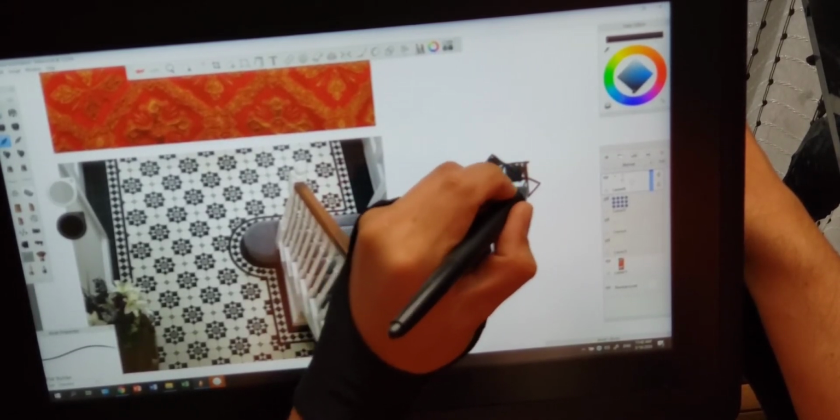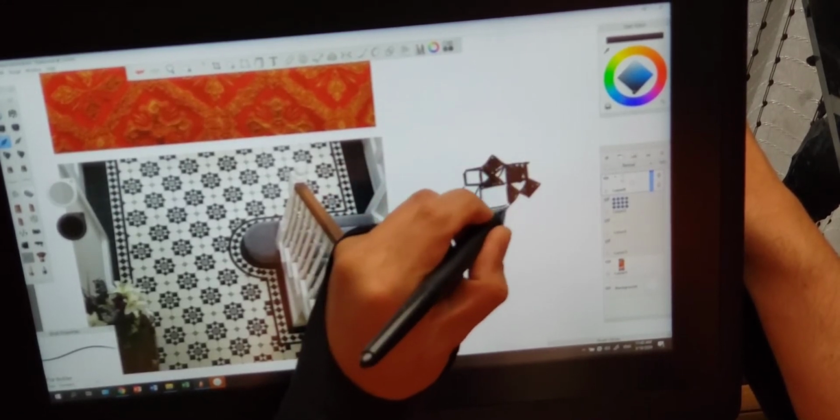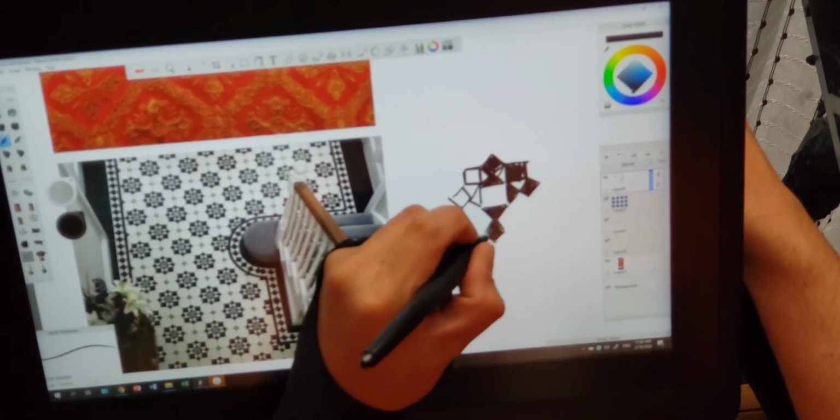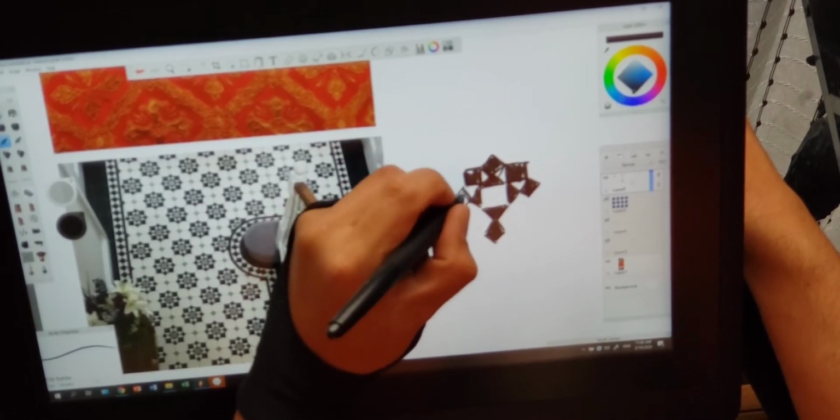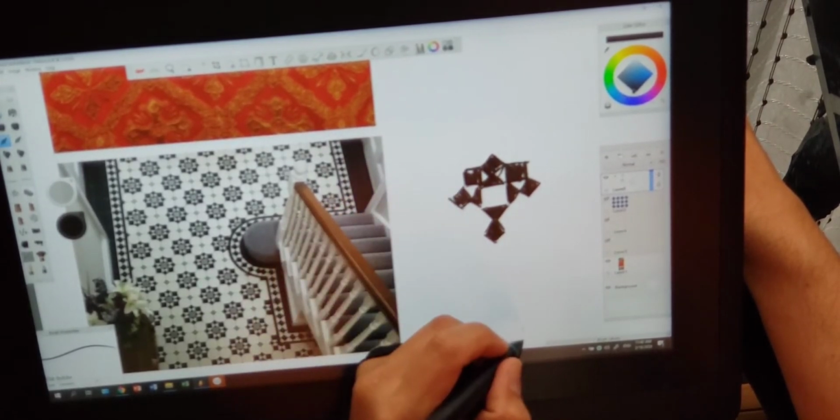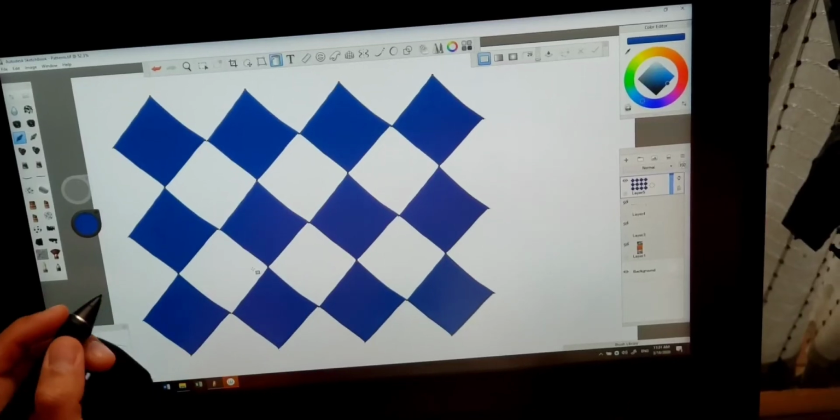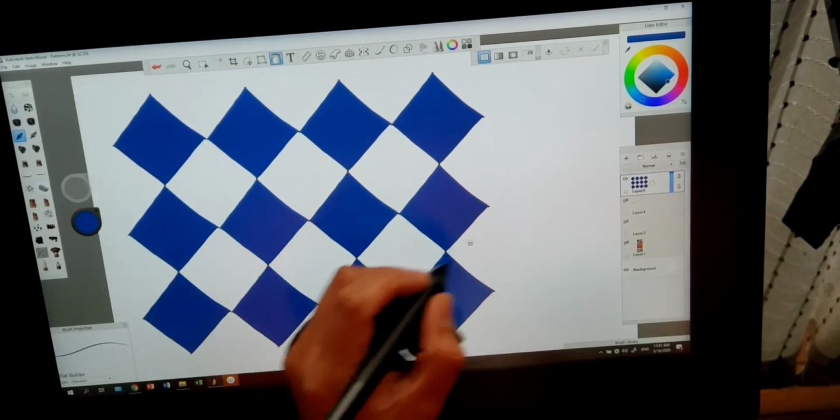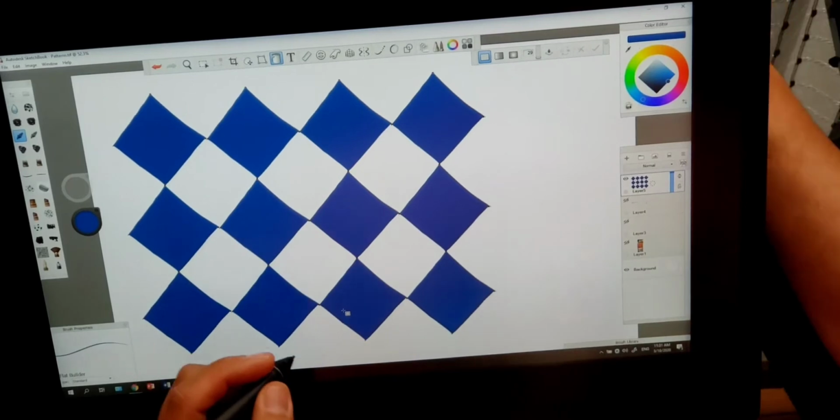But remember, every time that we see a pattern, we see simple shapes just put together in different positions, in different sizes, everywhere. Okay, now that I put all my rhombuses together and I color them, this is how the pattern looks at the end.